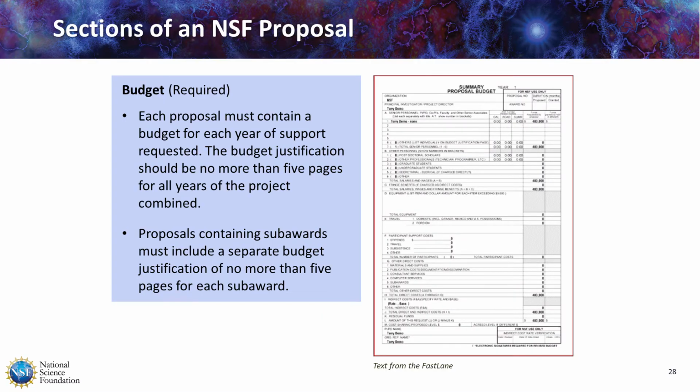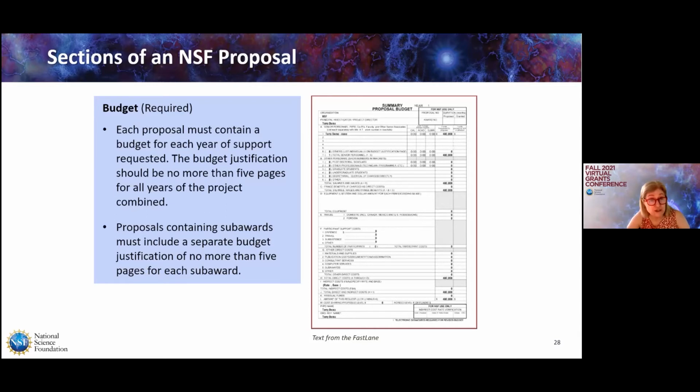Well, hello, everyone. Once again, my name is Jean Feldman. I'm head of the policy office in the Division of Institution and Award Support. We're going to change gears a bit here, and now we're going to move to the budget section of the proposal.